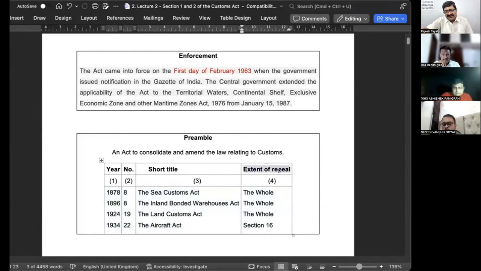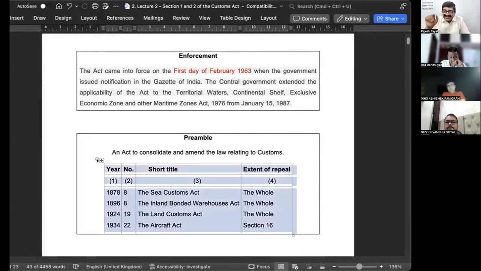Extent of repeal. Repeal means no more effective. No more effective from? Since this is 1962, the first day of February 1963. Right. So since this act became applicable, these acts have gone. These acts are listed in schedule number 1 of the Customs Act itself, that is section 161, the last section of the Customs Act, which says that after the implementation of this act, these acts will get repealed.